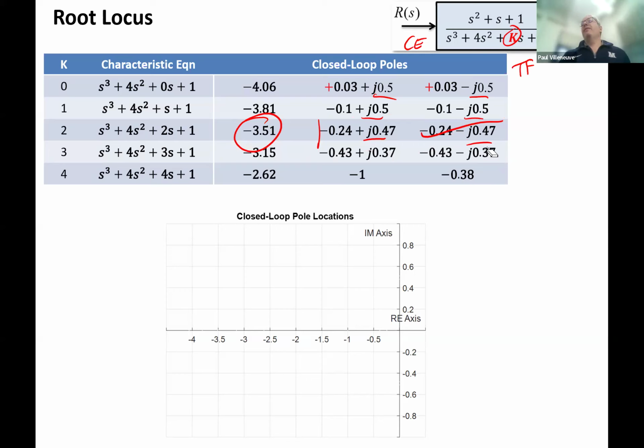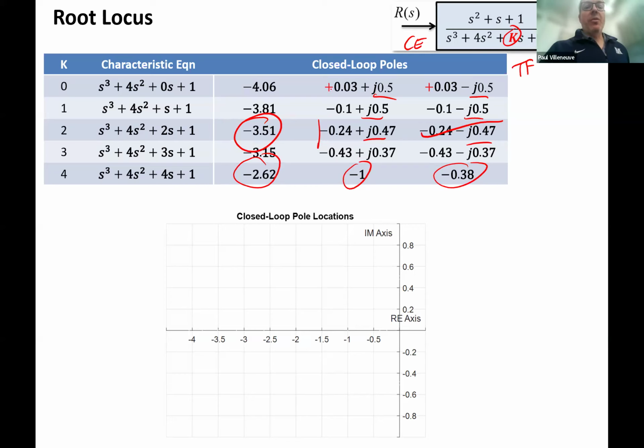Now we have 3 real roots, right? We no longer have complex numbers, so we no longer have a second order system. We have 3 first order systems. And all these poles are negative. And what do we say about left-hand half plane, right-hand half plane? If we want a BIBO stable system, all of the poles have to be in the left-hand half plane.